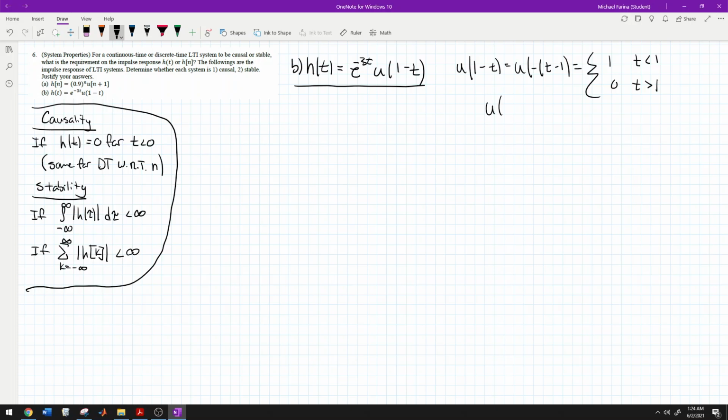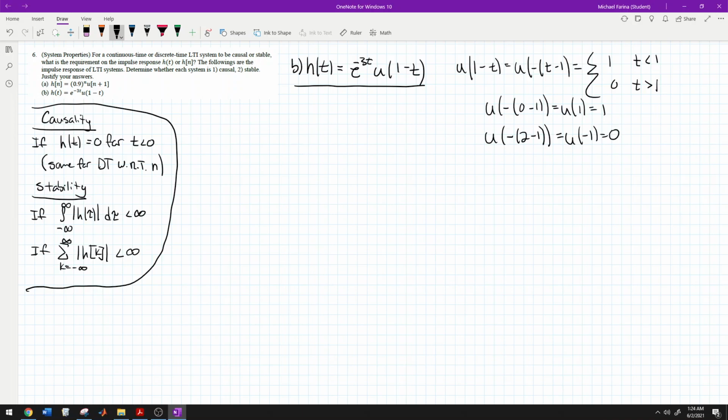Now let's test that. Let's say t is 0. Then what we get is unit step of, we have a negative and a negative, so that becomes a positive, and that's equal to 1. And then let's go on the other side. Let's say t is 2. We have negative 2 minus 1, and that's equal to unit step of negative 1, which is equal to 0.